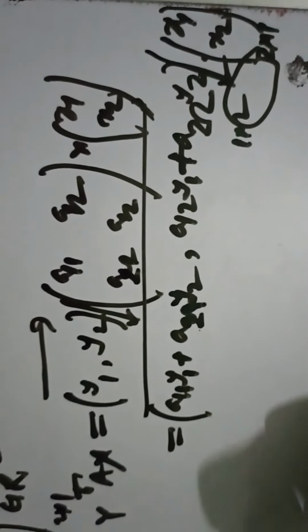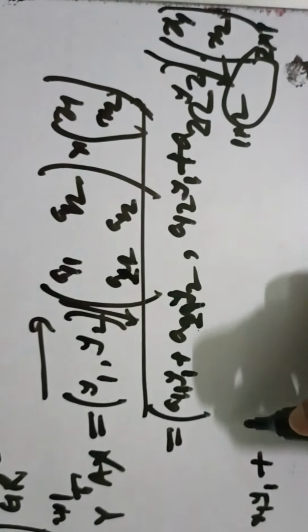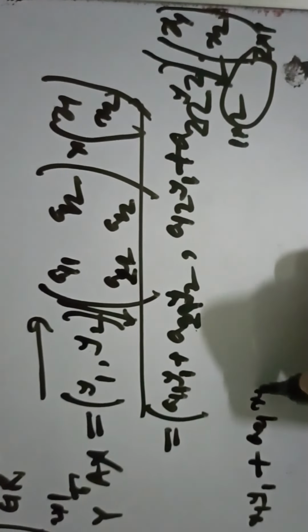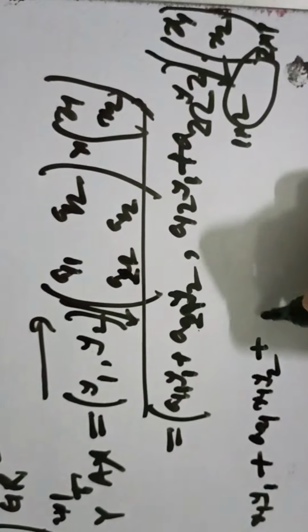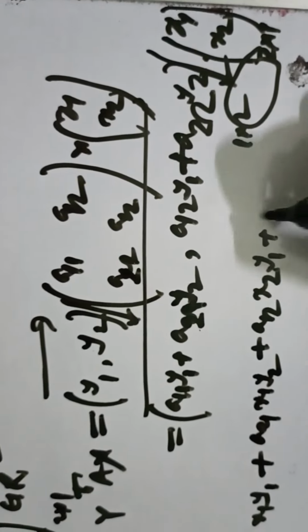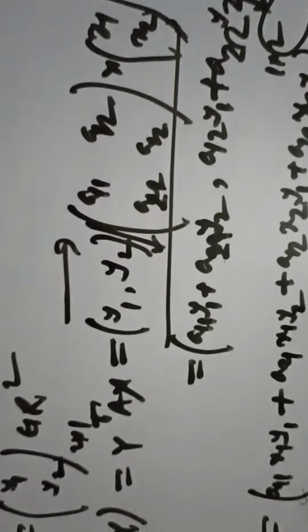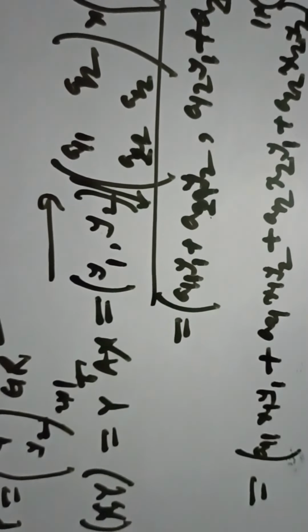If you multiply, you get a11 x1 y1, plus a21 x1 y2, plus a12 x2 y1, and a22 x2 y2. Hope you now understand what I am going to do.